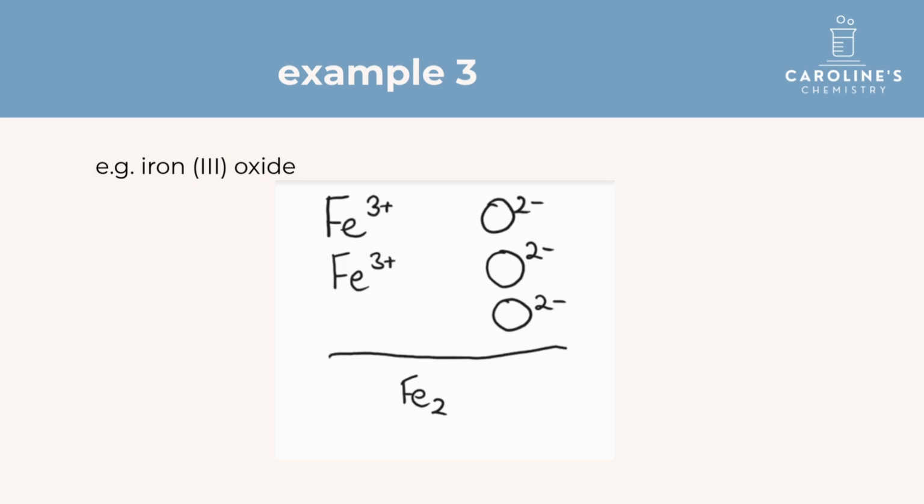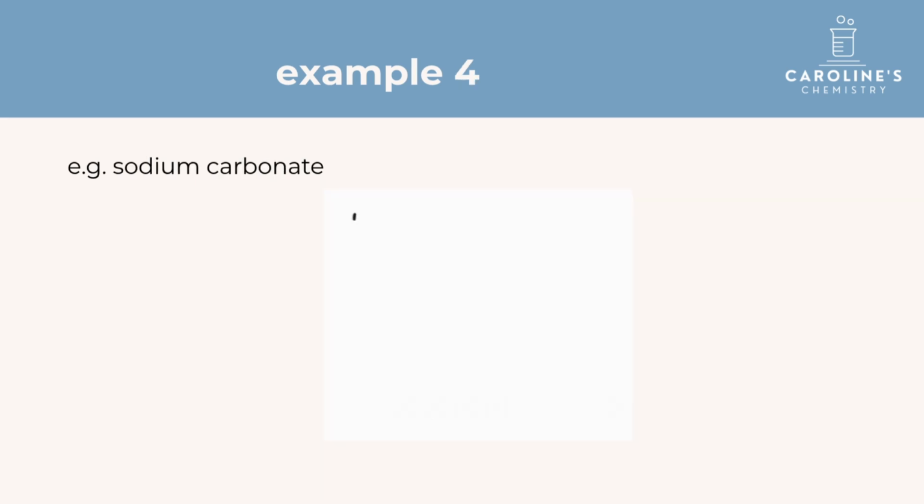Let's write that down as a formula. So Fe2, 2 because we use 2 iron ions, and we use 3 oxide ions, Fe2O3. Now we have sodium carbonate.